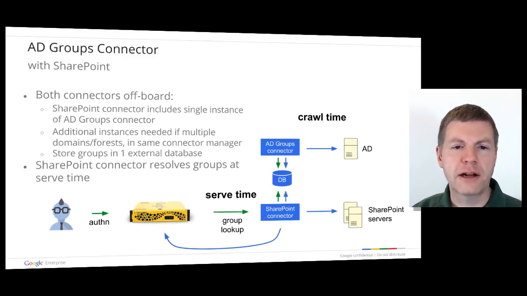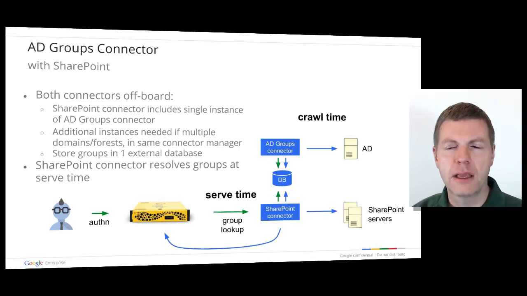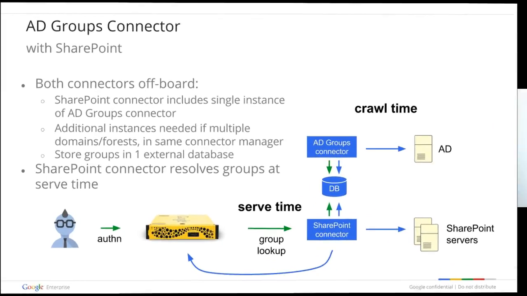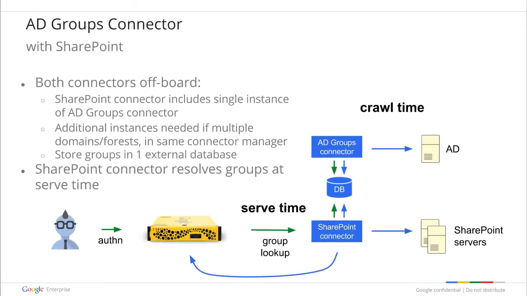The SharePoint connector includes an embedded instance of the AD Groups connector. If you have multiple AD domains or forests, though, you will need additional instances of the AD Groups connector. These can be onboard or offboard, but they all have to be in the same connector manager. This includes the SharePoint connector itself.